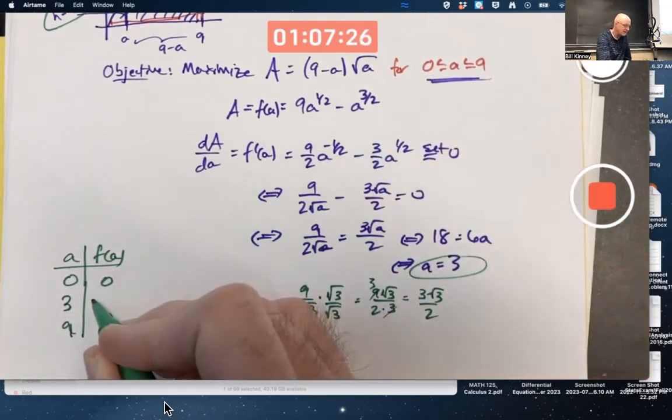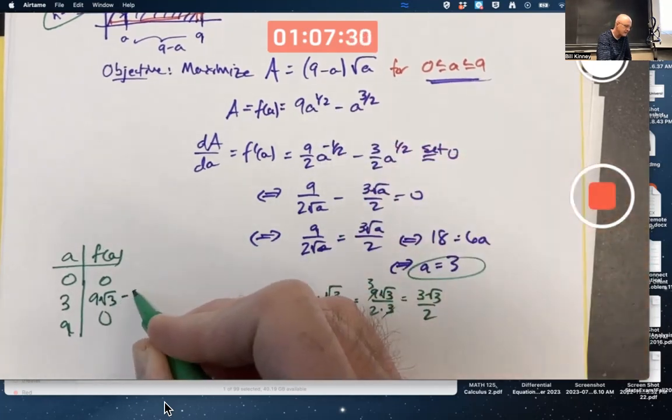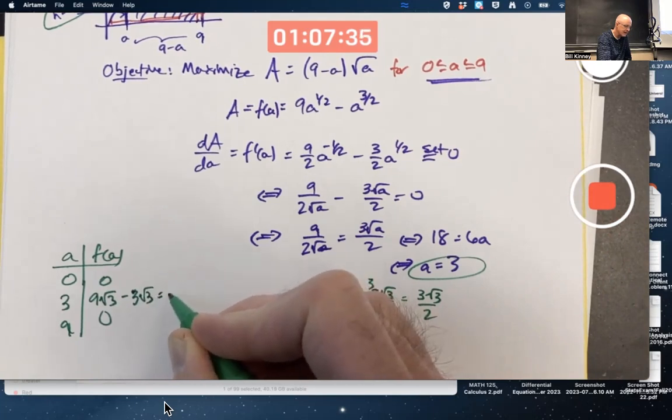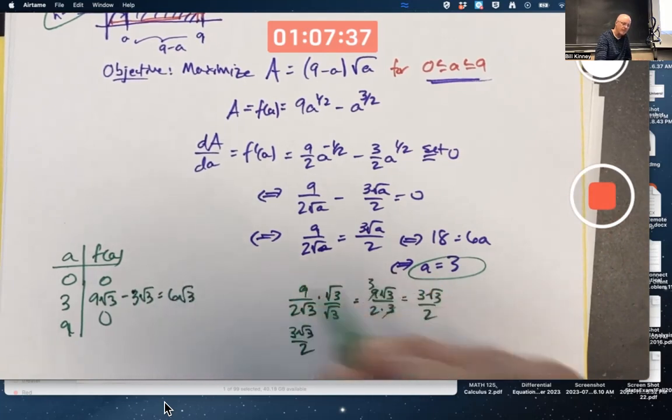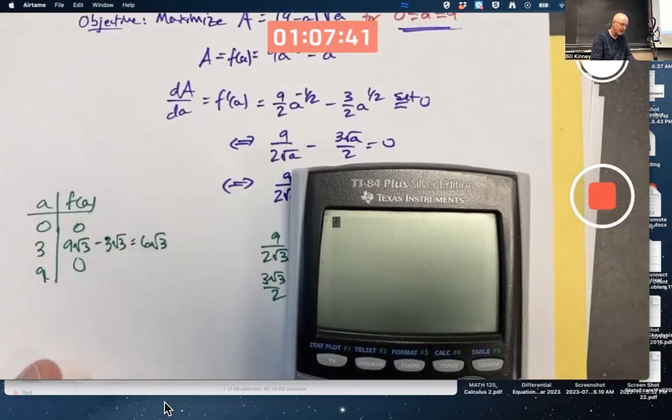What's the value at 3? It would be 9 times square root of 3, since I'm plugging in a equals 3, minus 3 to the 3 halves, which would be 3 square root of 3. This can be simplified to 6 square root of 3. So the global max definitely occurs when a is 3. The maximum area is 6 times square root of 3, about 10.39.